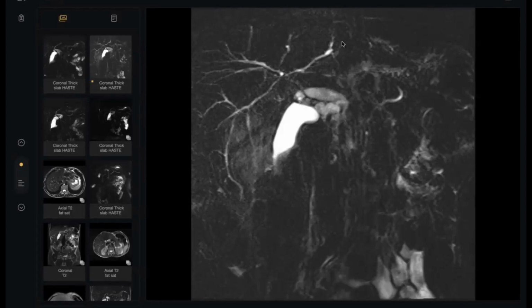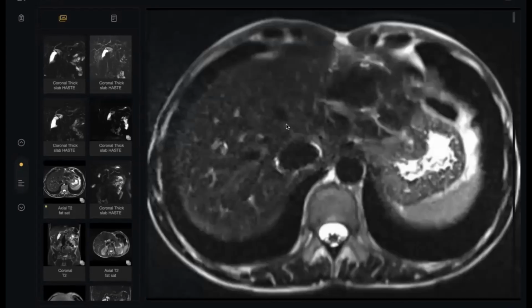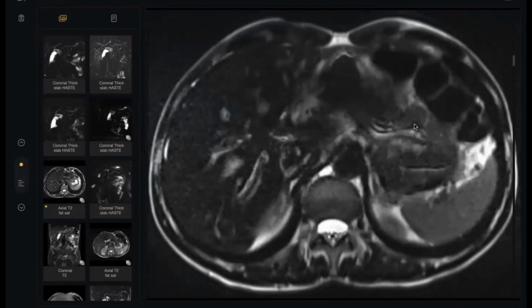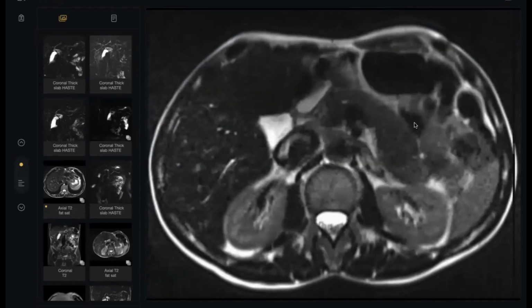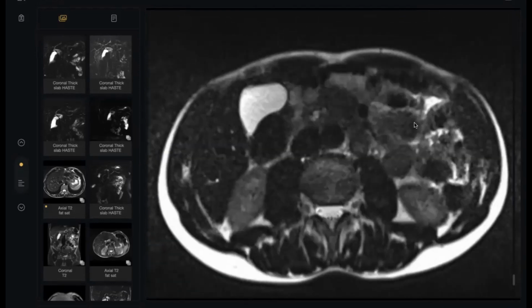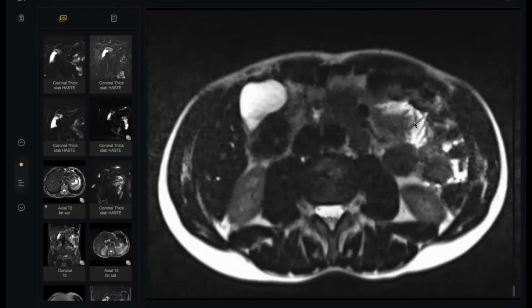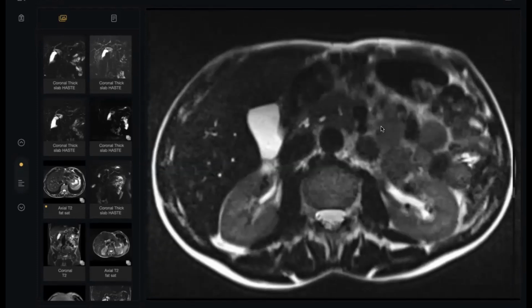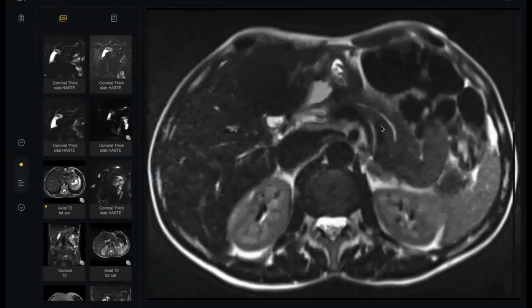Excellent. Let's see the rest. You can scroll. This is the T2 weighted MRI images of the same patient. Gallbladder appears normal.